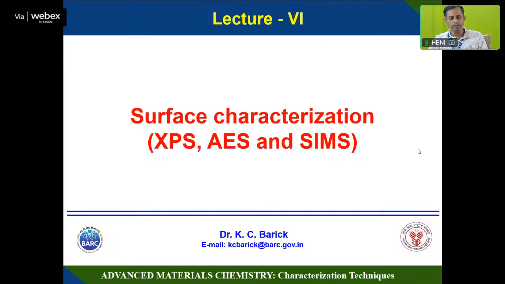So today we will mainly discuss the last class of this module, which is on surface characterization. I'll focus on three techniques here: X-ray photoelectron spectroscopy, Auger electron spectroscopy, and secondary ion mass spectroscopy. These three techniques are mostly used for surface characterization, giving information on the top surface, within a penetration depth of 10 nanometers from the top. In that top layer, we get the information using these techniques.